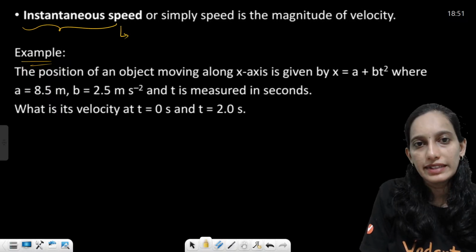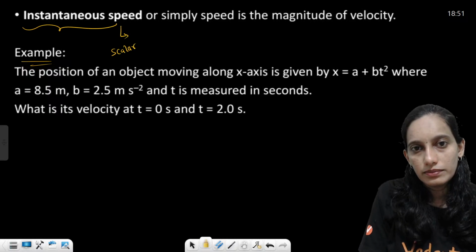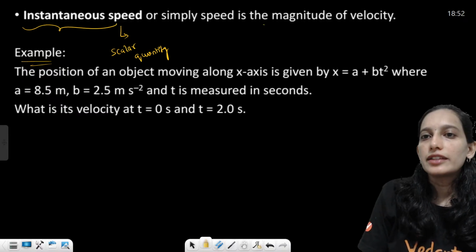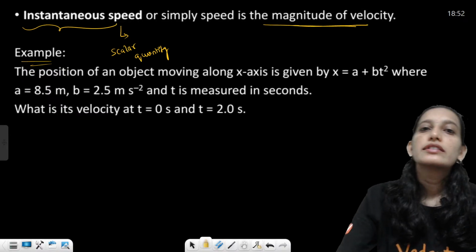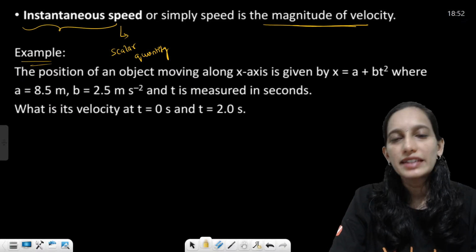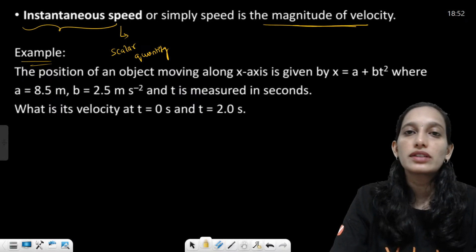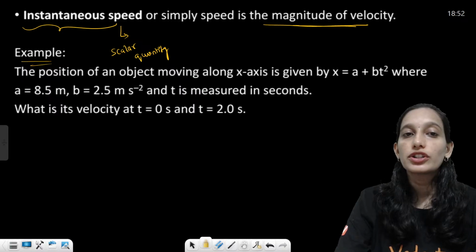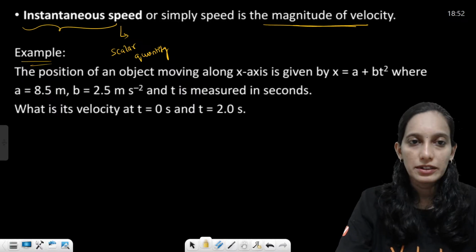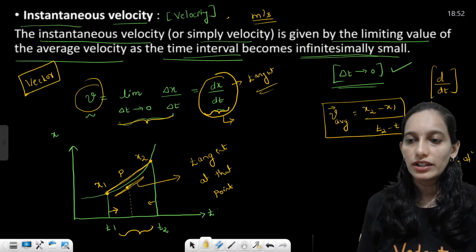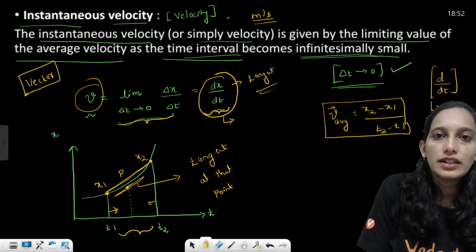So the speed is a scalar quantity. If we just take the magnitude of the velocity, that is going to give us the instantaneous speed. Speed is a scalar quantity; we are just considering the magnitude of the instantaneous velocity. That is going to give us the instantaneous speed. And instantaneous means what? At a given instant. Instantaneous in general means at a given time.